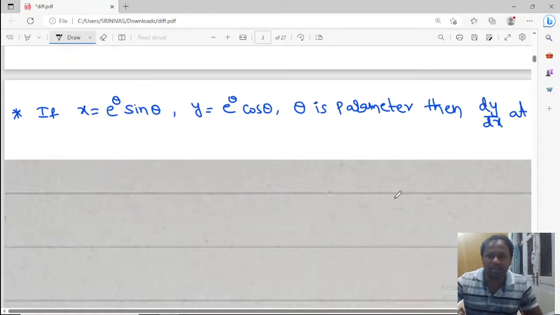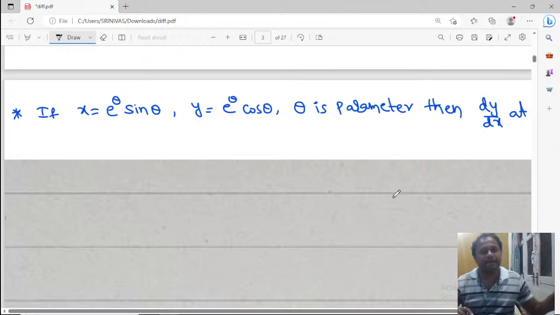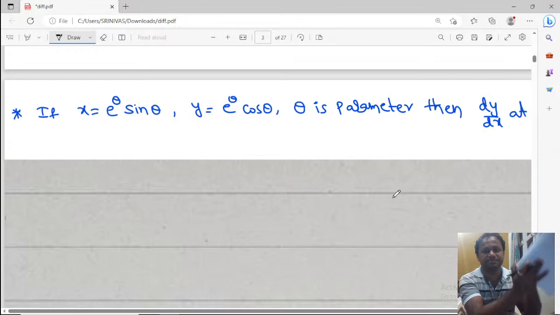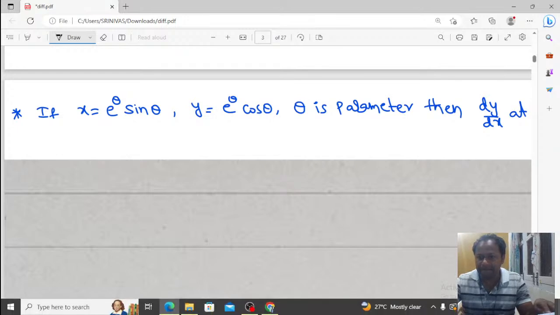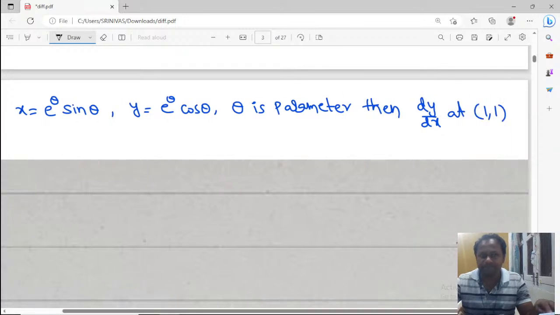Next, go through another problem. x is equal to e power theta sin theta given. I think I need to change this question. So dy by dx at the ordered pair 1 comma 1. This is the question.